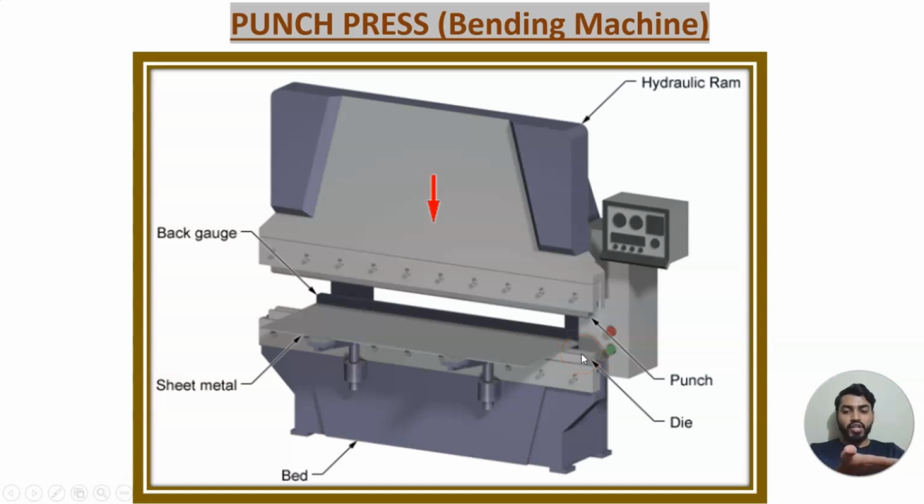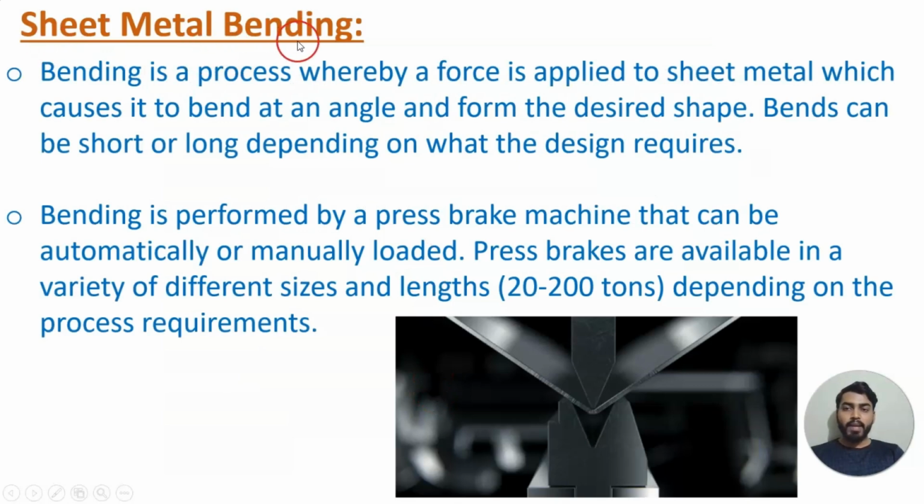Now the die is there, we keep the sheet here and press it. The entire pressure is applied on the sheet. Under that compression, whatever shape the die has, the same shape will be obtained in the sheet. This is the bed, like the base. Then we will see sheet metal bending. Bending is a process whereby a force is applied to sheet metal which causes it to bend at an angle and form the desired shape. Bends can be short or long depending on what the design requires.